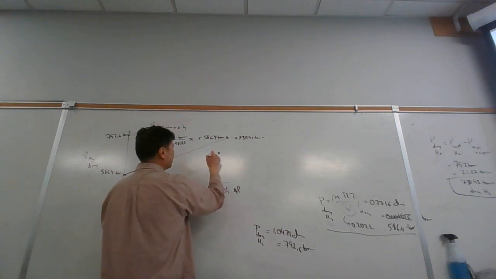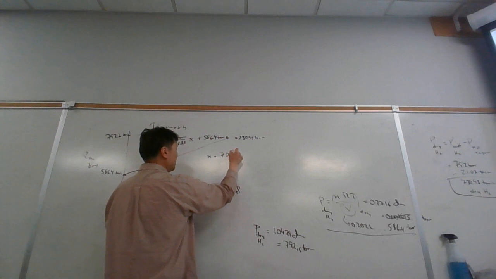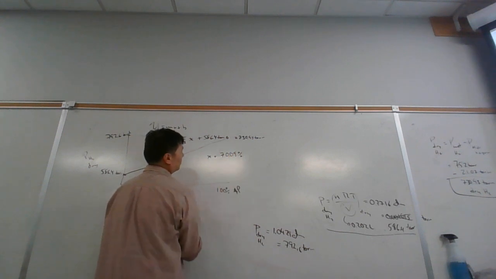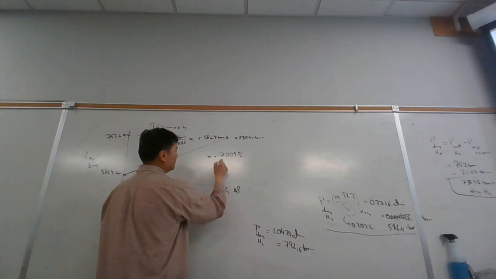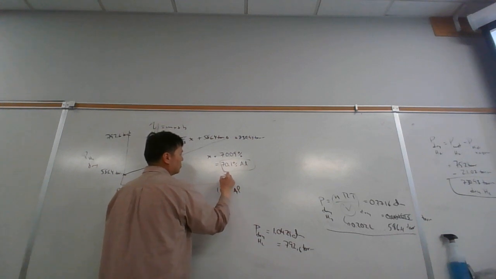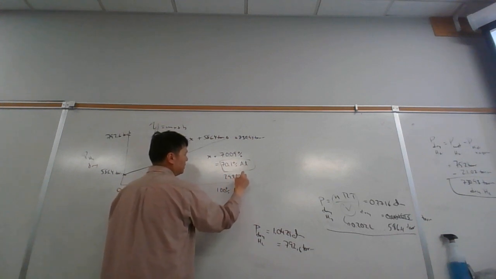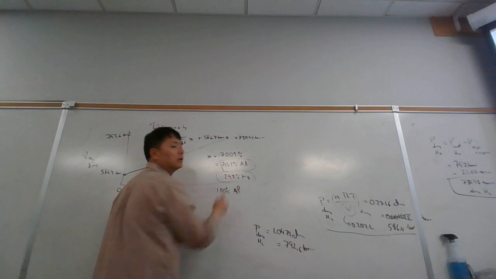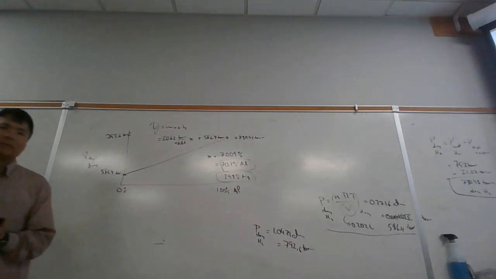And so X is equal to 70.09%. It looks like we're probably equal to 3 sig figs, so we'll just go with 70.1% aluminum. And that would make it 29.9% magnesium. I mean, we were already expecting more aluminum than magnesium.